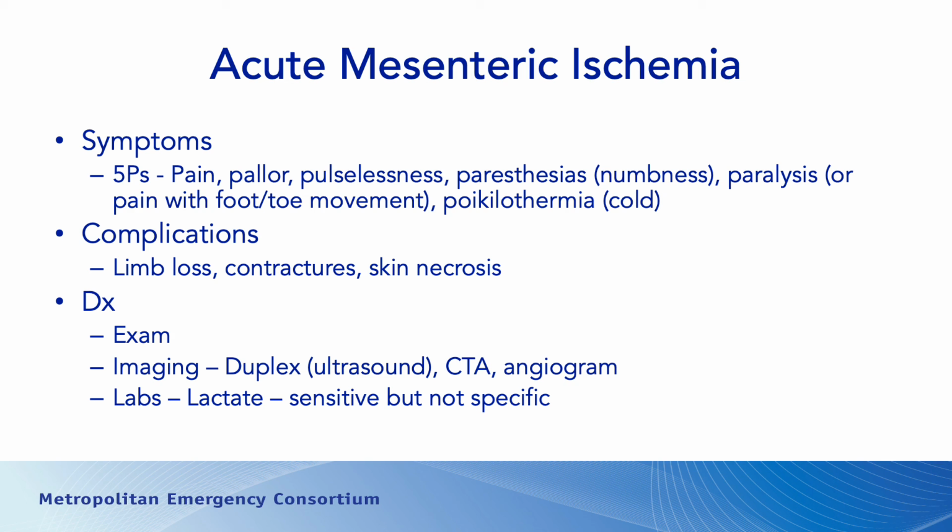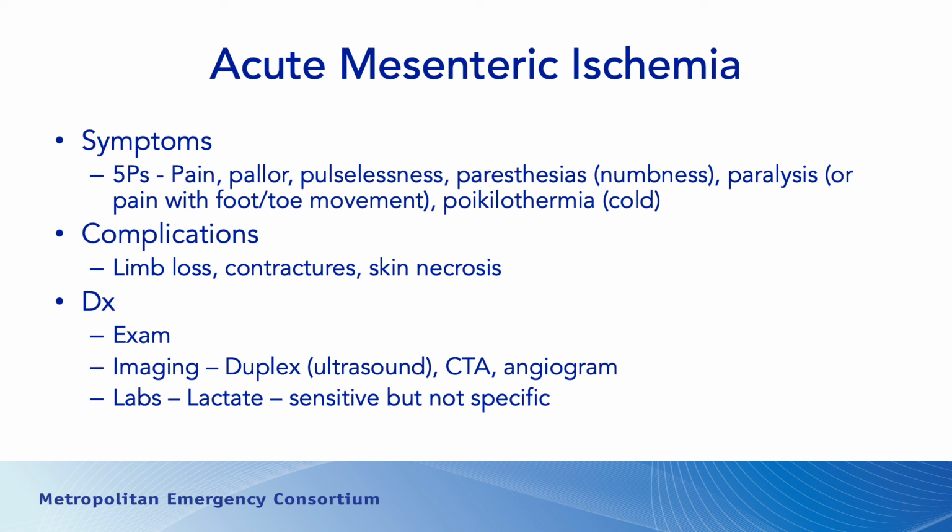Well, how do we make the diagnosis? Well, again, high index of suspicion, exam, looking for those 5 Ps. Imaging, we can do imaging with ultrasound, which is where they look at the waveforms in the arteries. If we have a really high level of suspicion, we may go right to CT angiogram or regular angiogram.